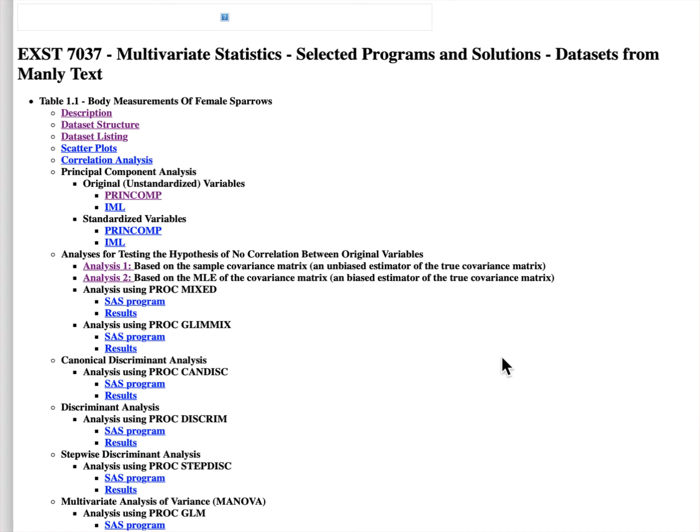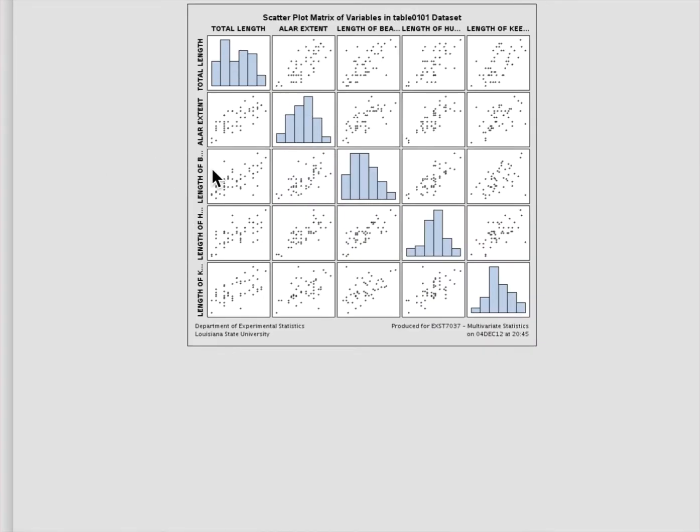Now, with that in mind, when we first looked at this data set, prior to doing the principal component analysis, we looked at pairwise scatter plots of the variables, as well as a correlation analysis. And when we looked at a scatter plot matrix of the variables, we saw that there appeared to be fairly strong positive linear relationships between the pairs of all of the response variables. In other words, it appeared that there were positive correlations between each pair of response variables.